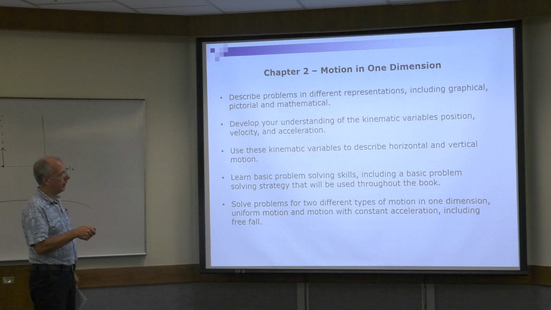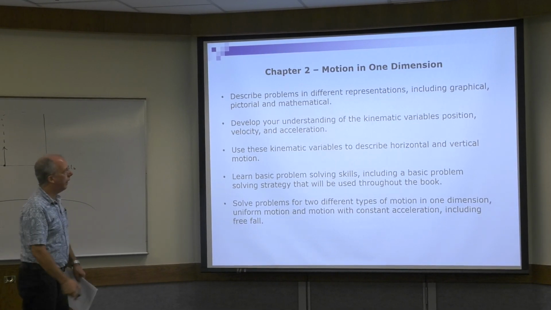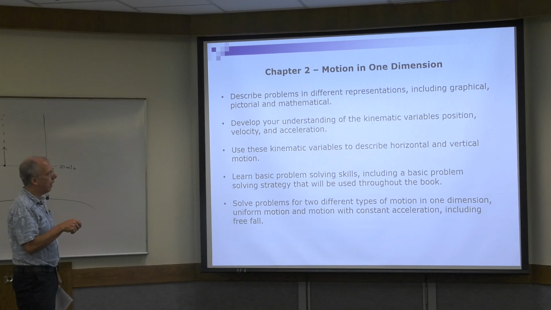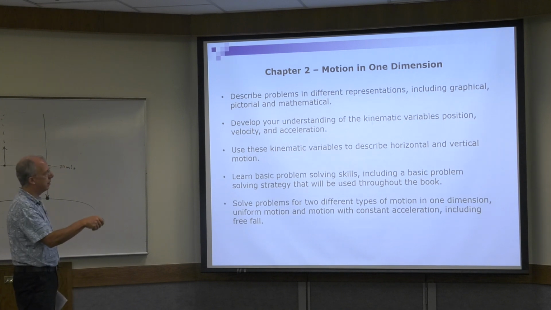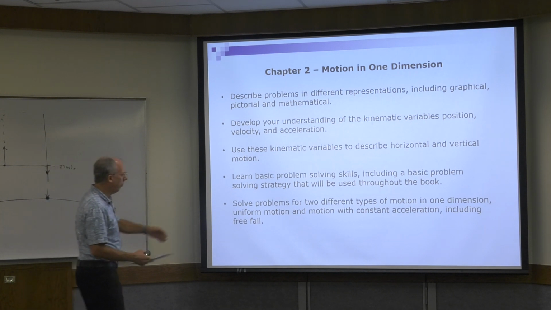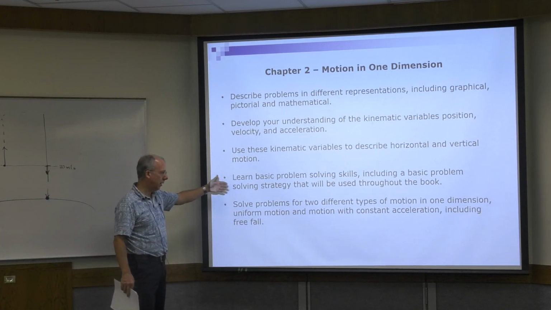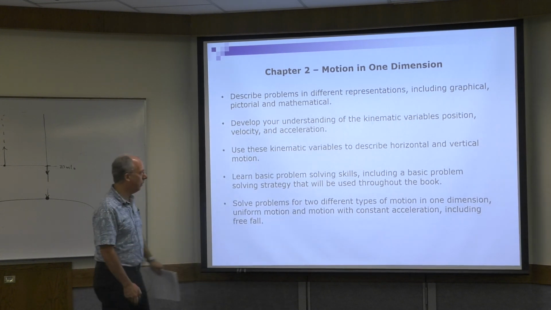All right, let's review. Motion in 1 dimension. Later on we're going to be doing 2 dimensions, which is just more of this. We learned how to describe problems in different representations: motion diagrams, pictorial, and equations. We talked more about position and velocity, and we learned about acceleration. We used kinematic variables to describe motion. We learned the Randy Knight problem-solving strategy, and we're learning to solve problems.